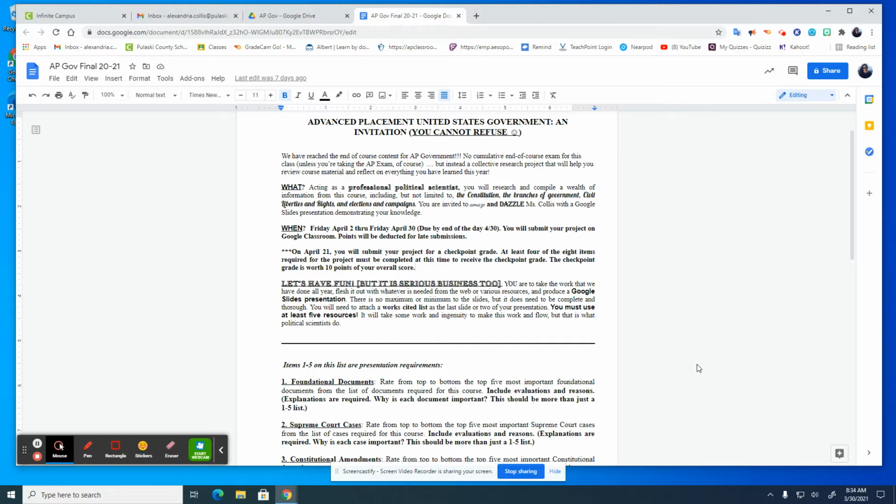The checkpoint grade is worth 10 points of your overall score. So this is going to be a 100-point project. 10 of those points are going to come from this checkpoint grade, okay? So if you don't turn in anything at the checkpoint, that means that the highest grade that you are going to be able to get on this project is a 90 out of 100.